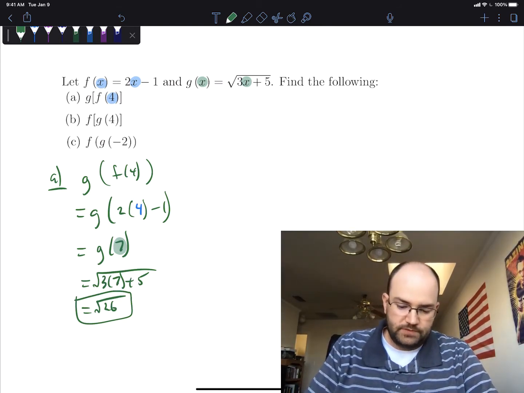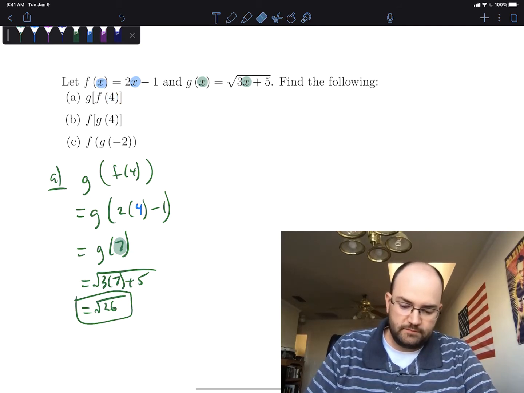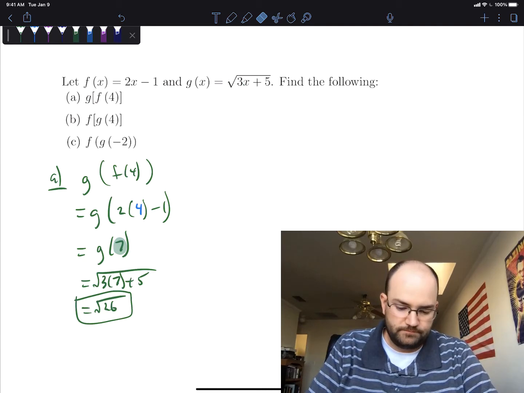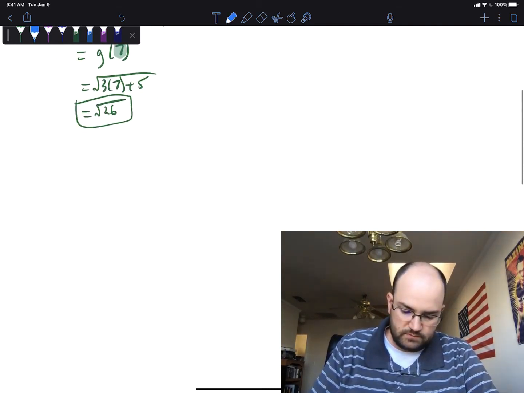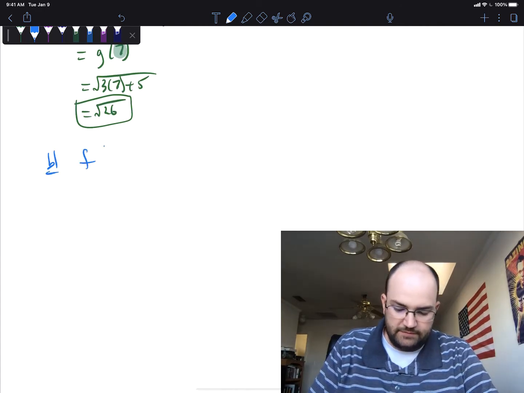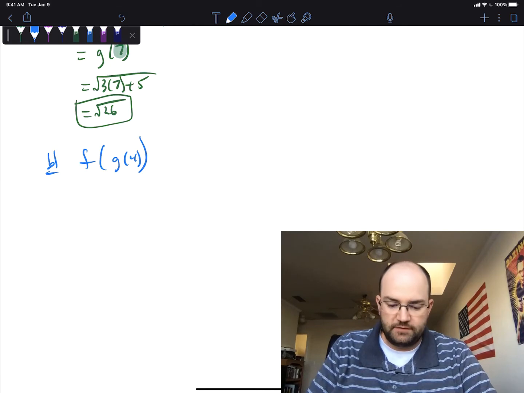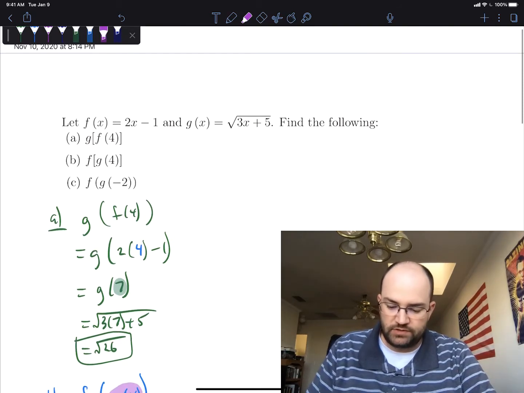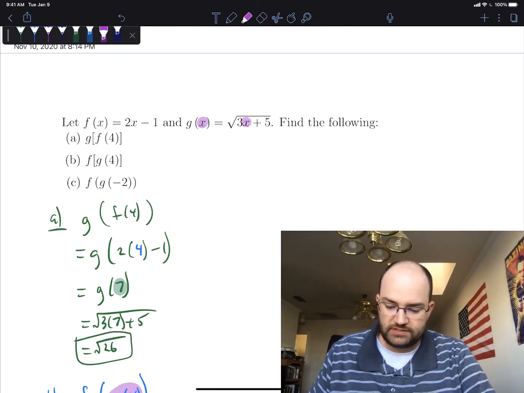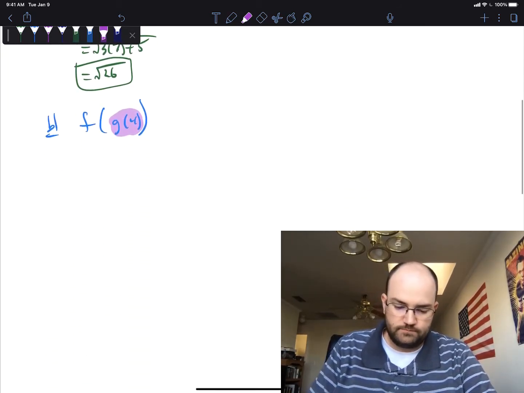Now, let's look at this in terms of f composed of g of 4. Now, notice that we need to first figure out this middle portion, which means we need to go back to the g function, and anywhere where you see the x's, replace it with 4.